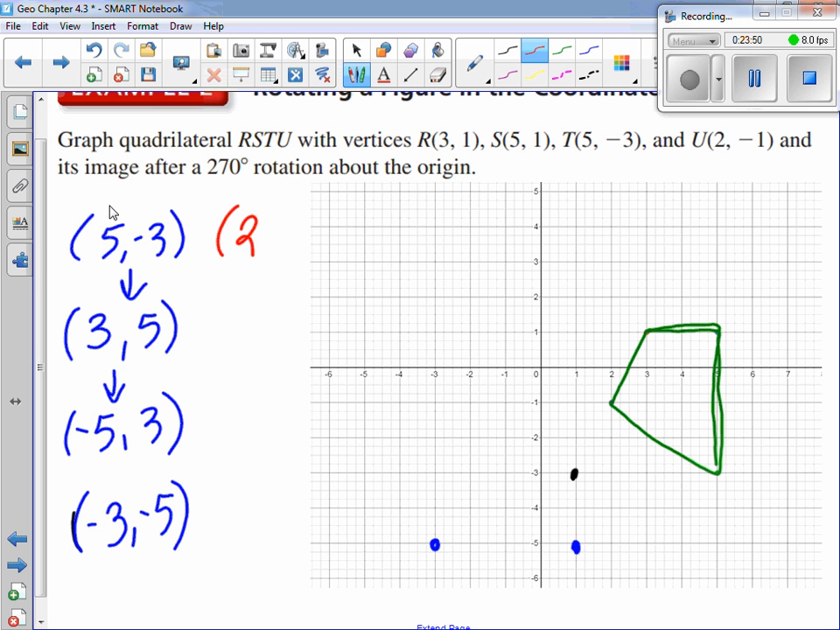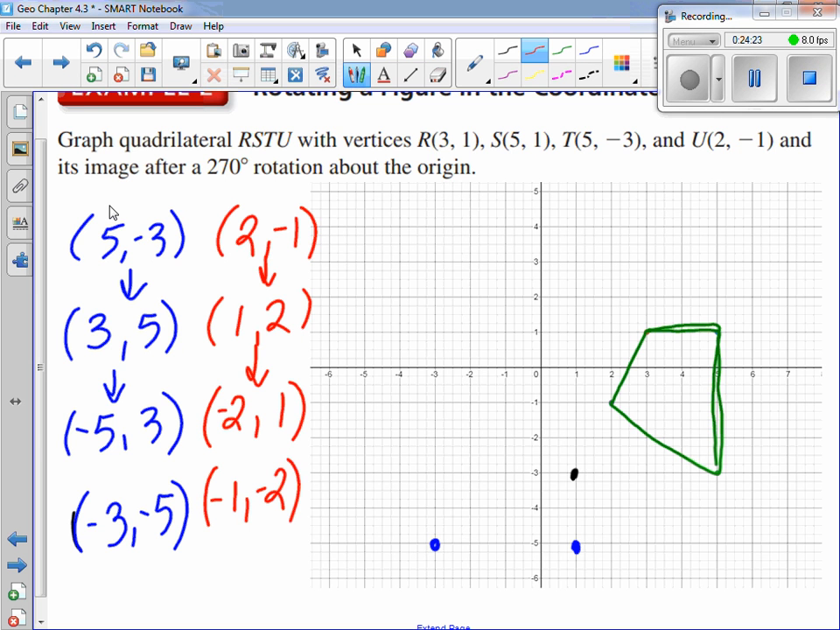And the last one is 2, negative 1. So again, hopefully as I'm jumping through these, we're good with this here. I'm not losing anybody as I'm doing this flip and change, flip and change. Because again, we flip it, and the first one was negative, now it's positive. So we get 1, 2. If we do it again, we would get negative 2, 1. And lastly, we would be at negative 1, negative 2.